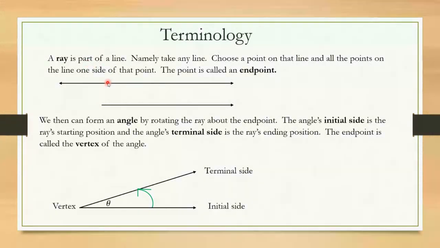Here we have a point. So the idea is from a line you take any point you want. You're going to keep everything on one side of the point on the line. The other side you're going to throw out, like so. You'll actually get a ray which looks something like this. This point here is what we call an end point. That's what that is by definition, an end point.